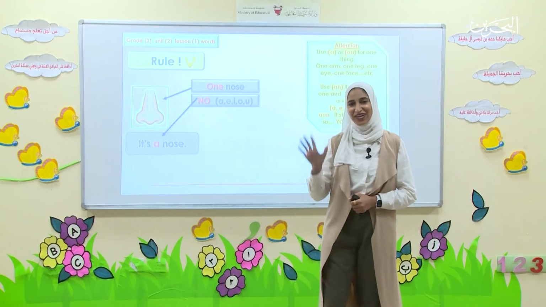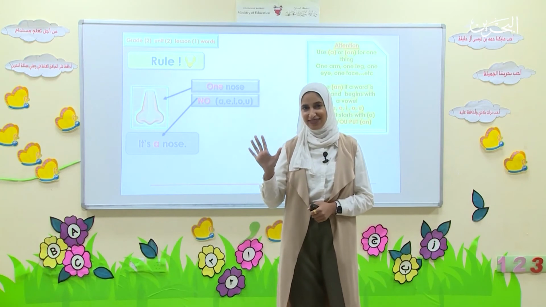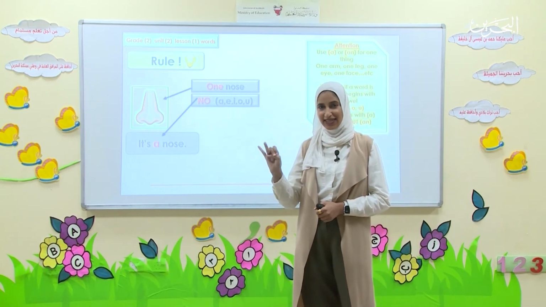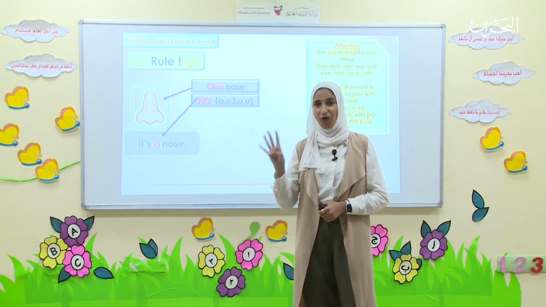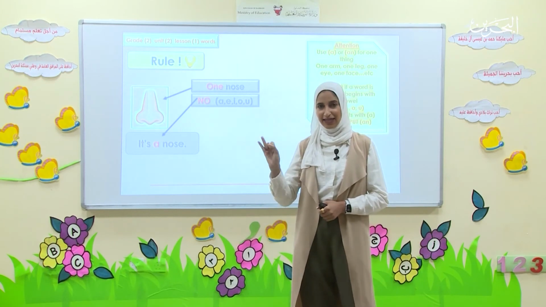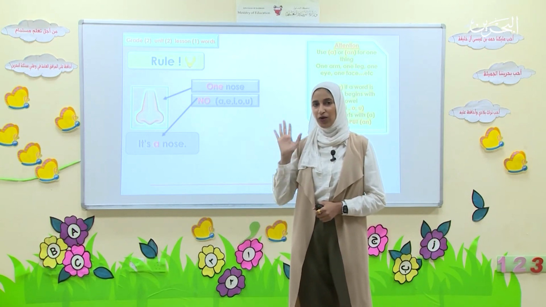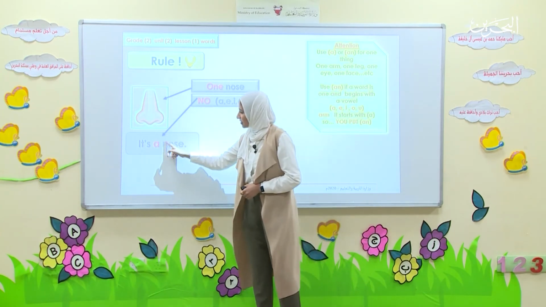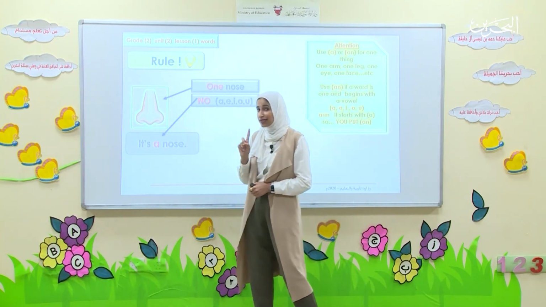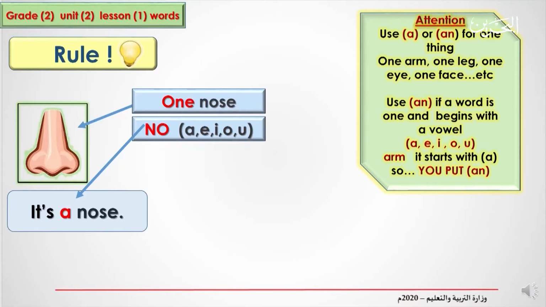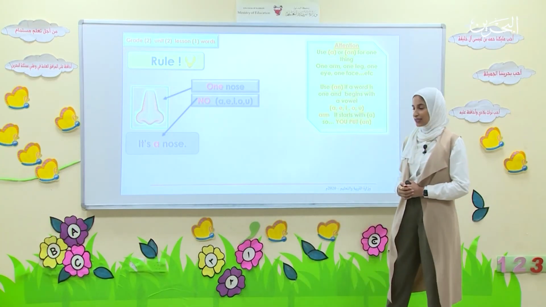In English, we have 5 vowels. They are A, E, I, O, U. One more time. A, E, I, O, U. And the word nose, the first letter is N. It's not a vowel, so we used a. It's a nose. Let's look at another example.